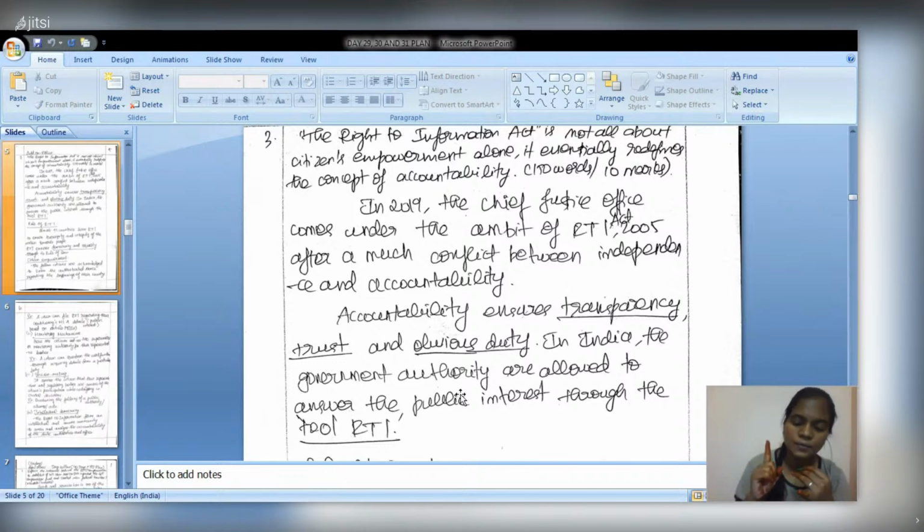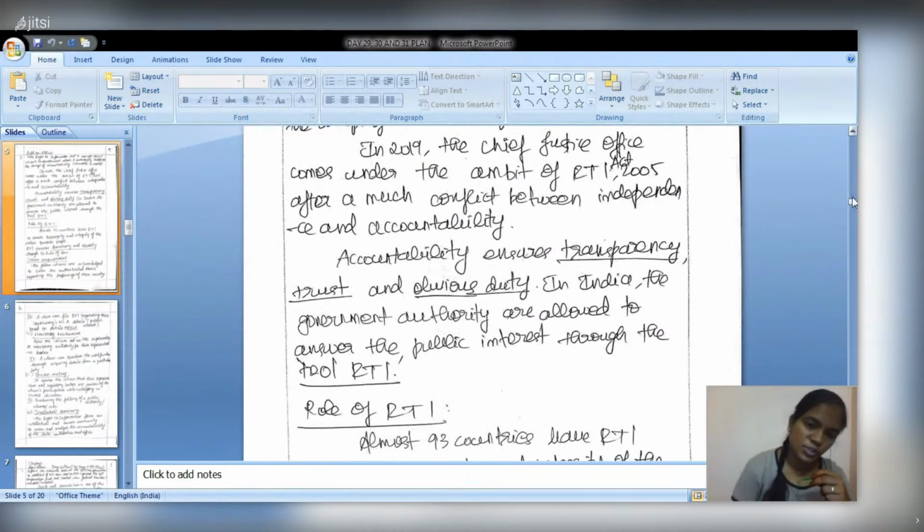This is an opinion-based question, because an ethics question is always your opinion. Okay, maybe this question looks like a governance part, but it is purely based on your opinion, whether citizen empowerment alone is what is given by the RTI. What are all the other factors also which ensure accountability with respect to RTI?